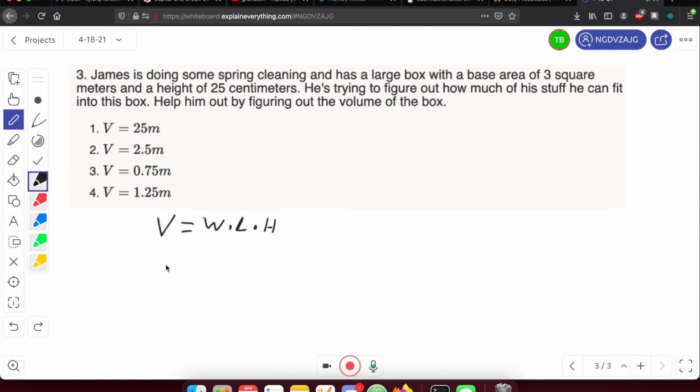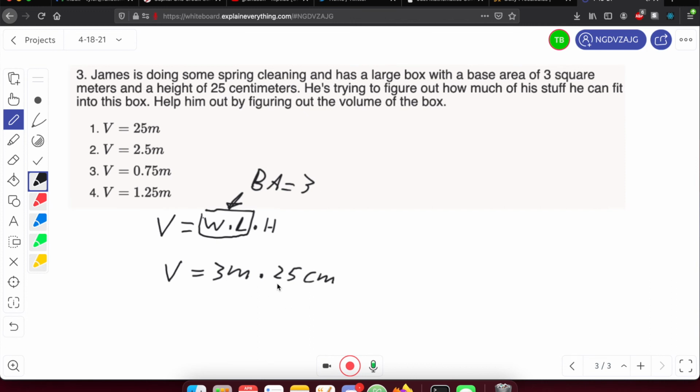So for this problem, the volume is going to be equal to the width and the length, which are 3 square meters. That's the base area, right, of 3. So we can just simply replace those with 3. And now we're multiplying it by the height. The height is 25 centimeters. I should probably write this with units. So 3 meters times 25 centimeters.